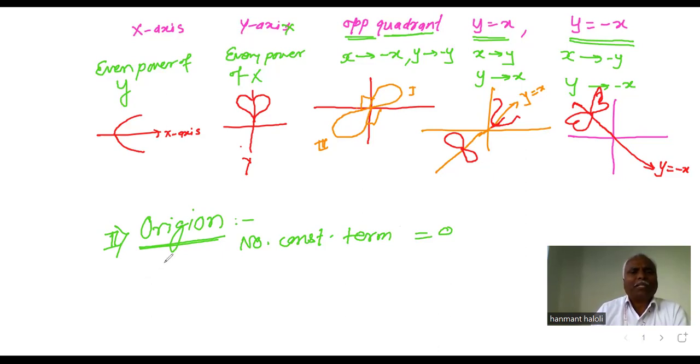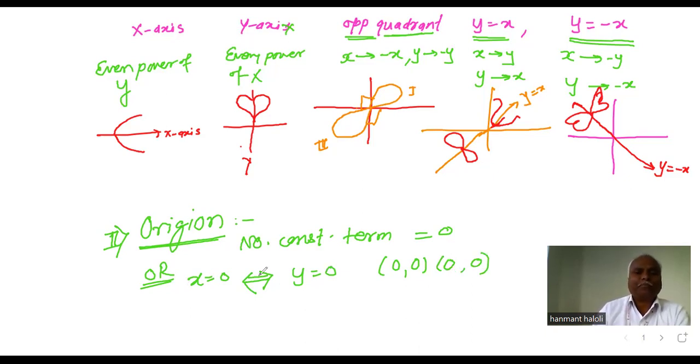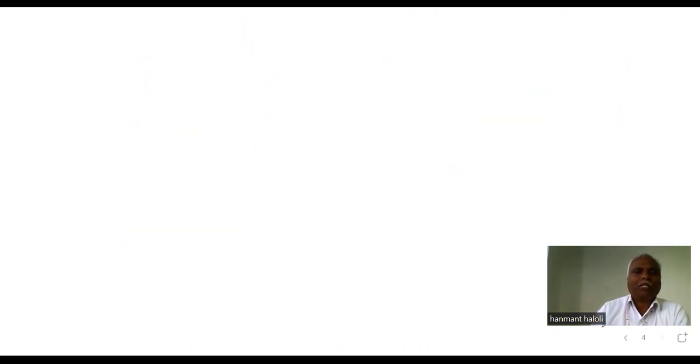Or one more method is there to check whether the curve is passing through origin or not. Put x equal to 0 in the equation, you have to get y equal to 0. Or vice versa, if you put y equal to 0, you have to get x equal to 0. Then you say that the given curve is passing through origin. Got it? Now we go for the next point.